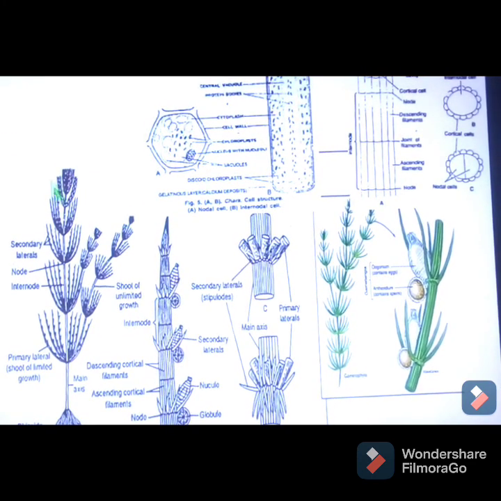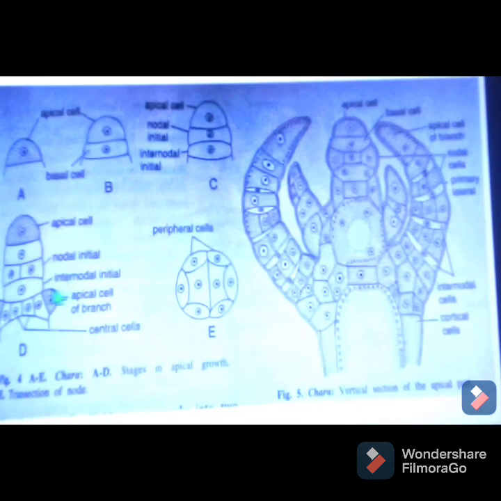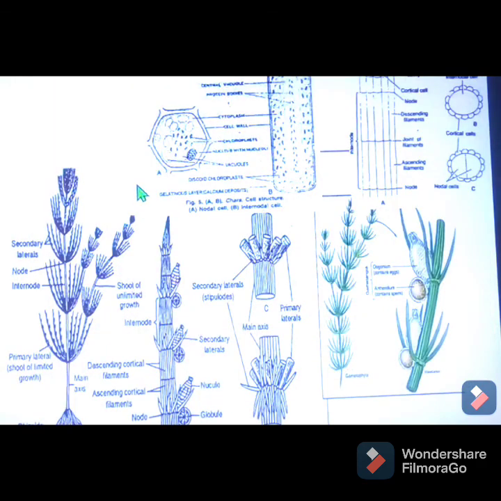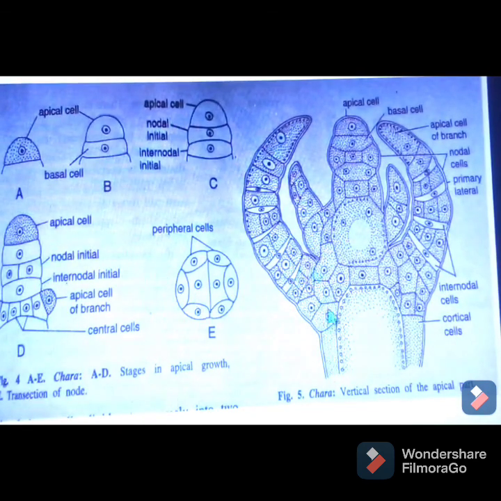So as a result, there will be many vertical divisions at right angle to each other in the nodal initial, and a pair of central cells and also many peripheral cells will be formed, giving rise to these nodes and internodes and also branches. So this is the cell structure of the nodes and the internodes, and this is the explanation. This is how the growth of Chara occurs.